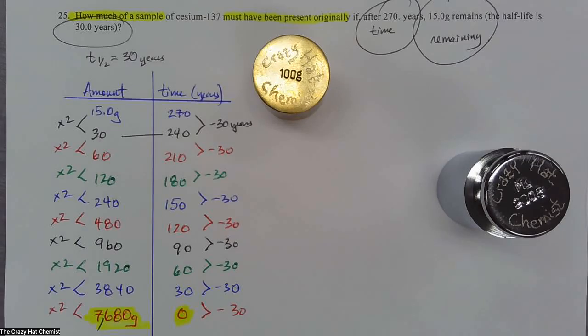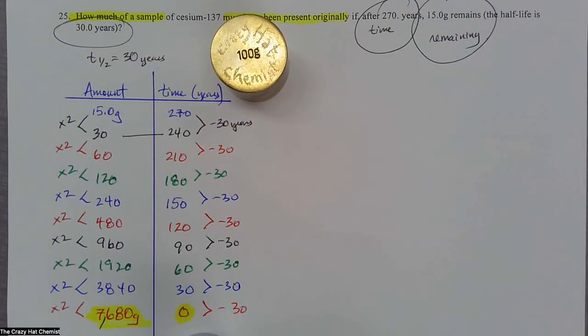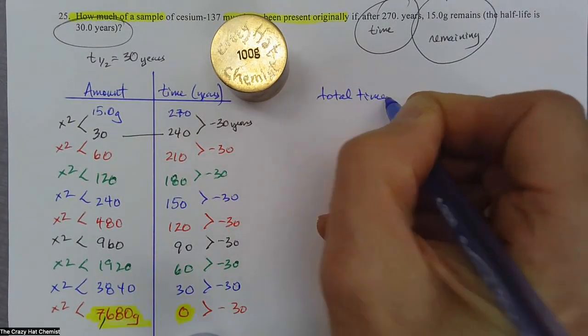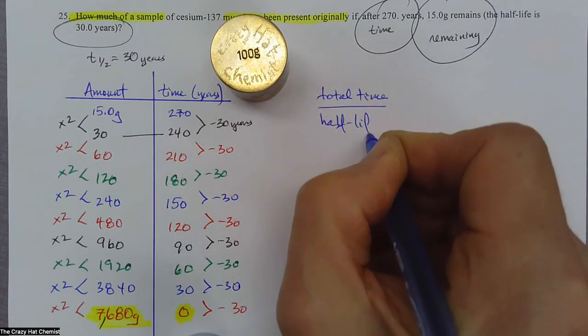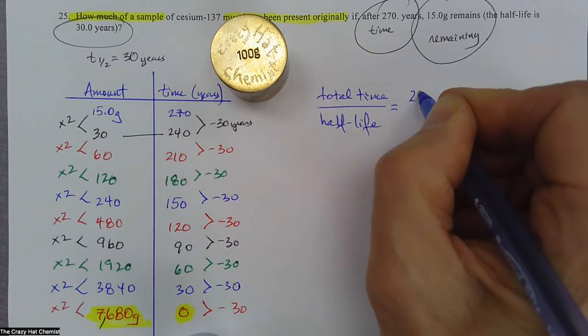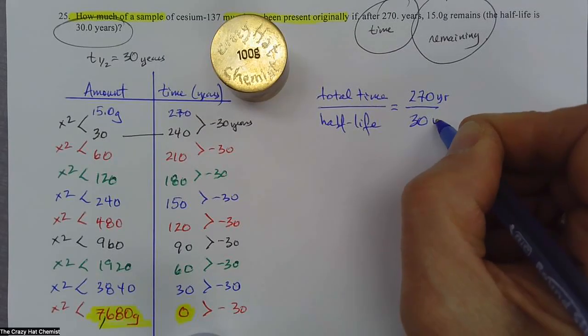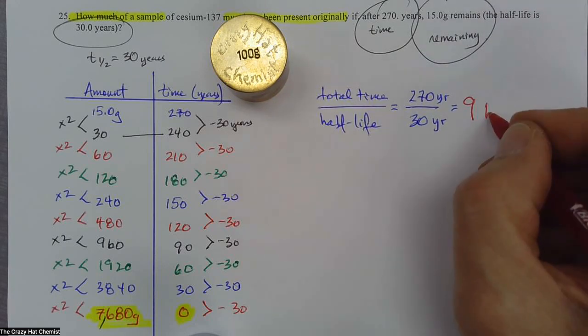All right. So that is one method, and hopefully that worked for you. Well, let's give another method a try as well, because that seems to be like hitting it with a stick, which I really don't prefer. Okay, so what we're going to do is take the total time divided by the half-life time. The total time is 270 years, and the half-life time is 30 years. And from this, we are going to get the number of half-lives, which is 9 half-lives.